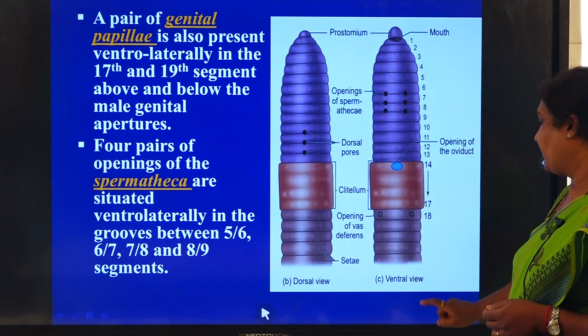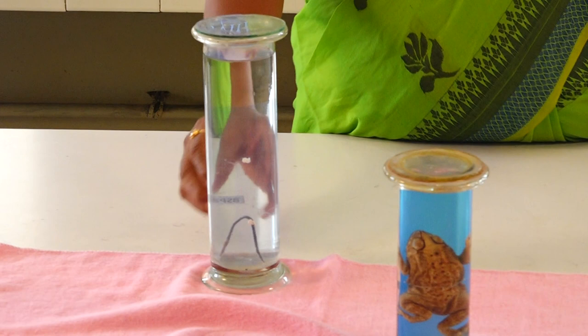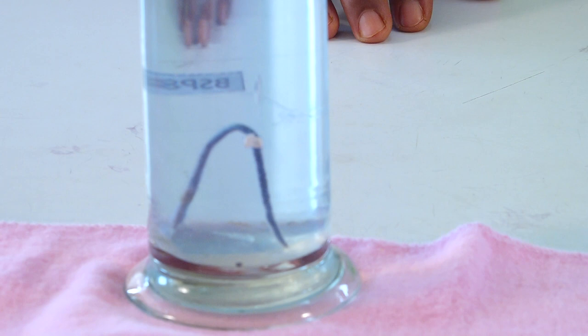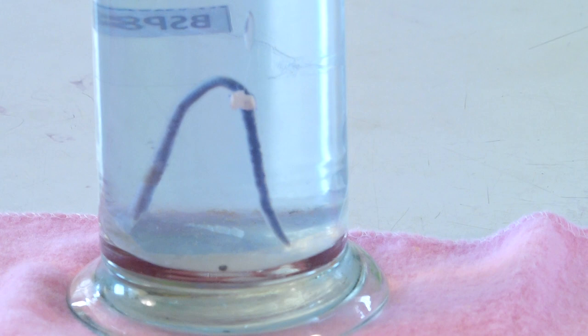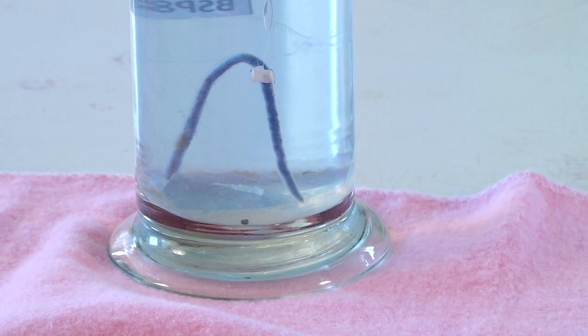Some special features you can see. See here, this earthworm has a clitellum. The clitellum helps in secreting a particular fluid, which enables the formation of the cocoon case-like structure. And then, when the mud is burrowed, it helps in slightly cementing the mud particles there.